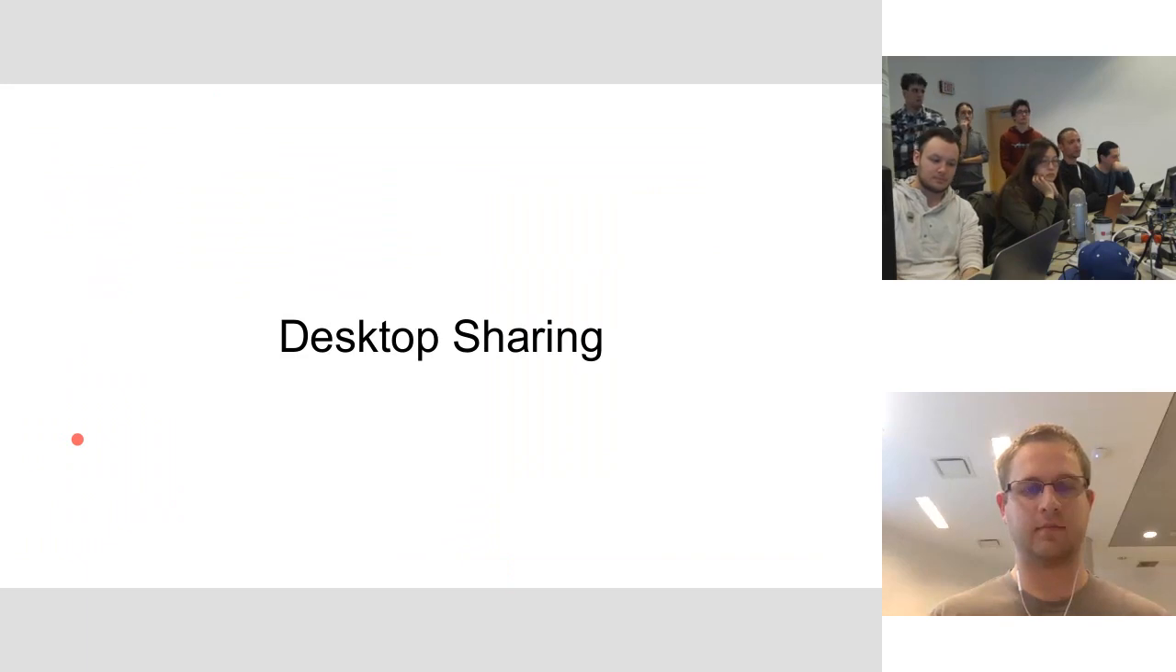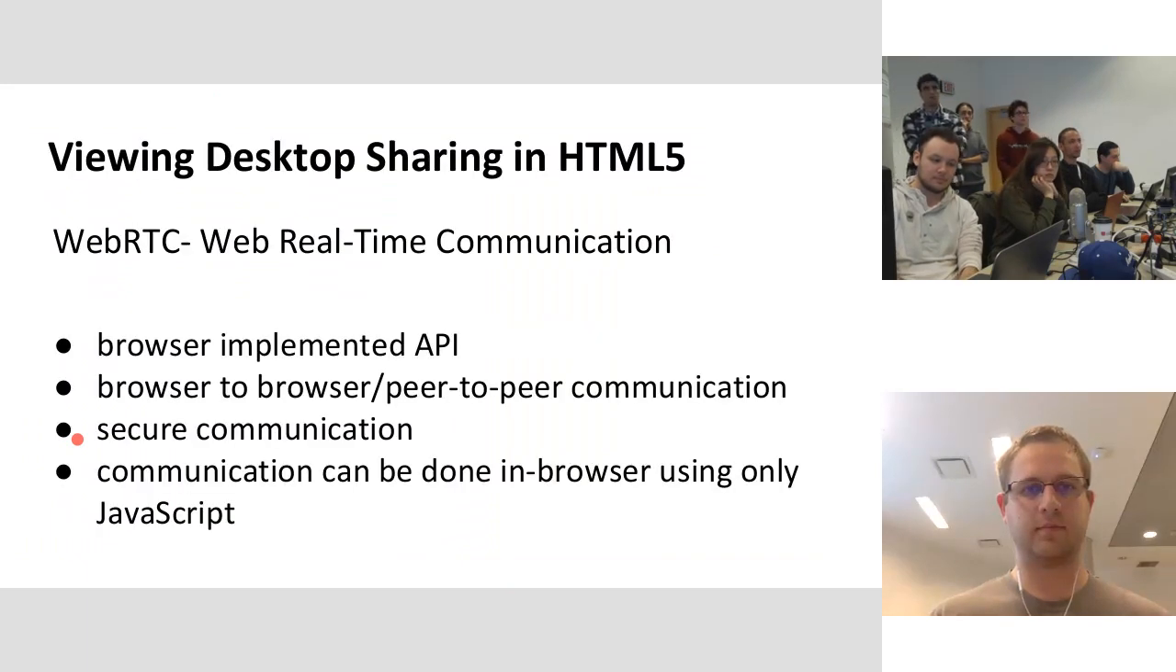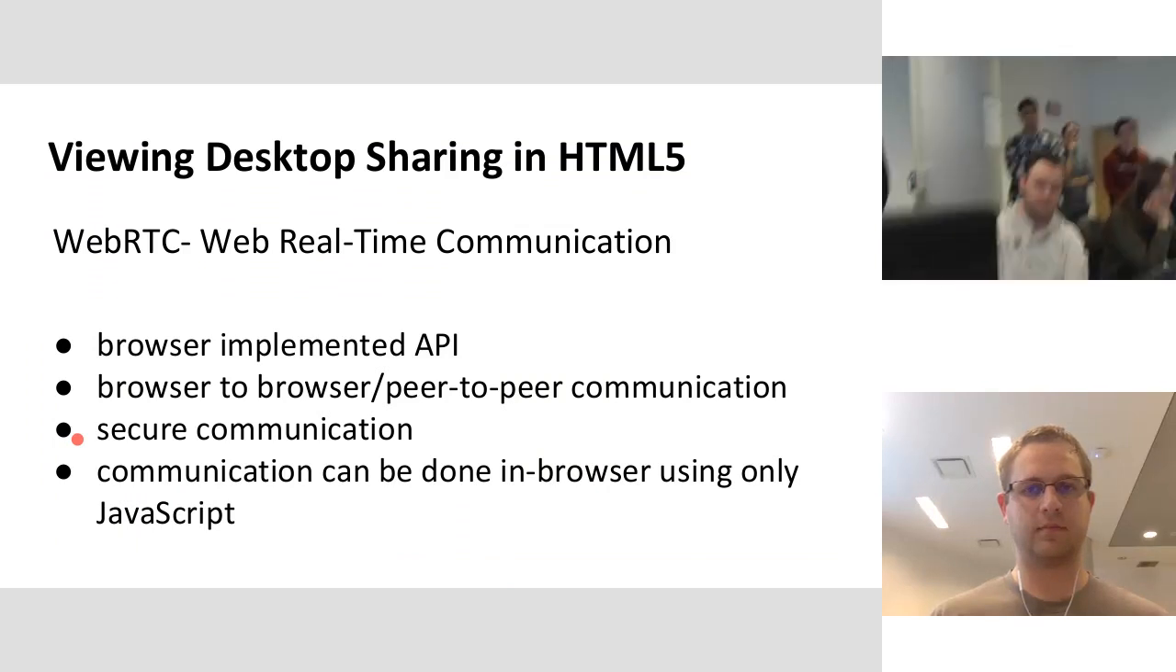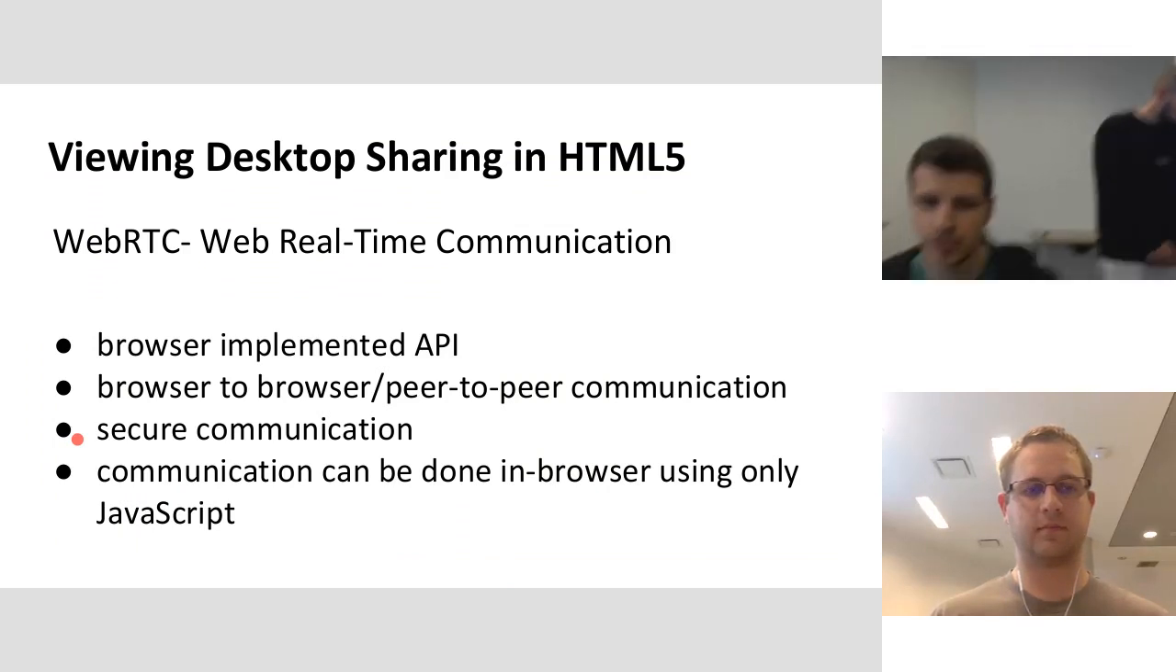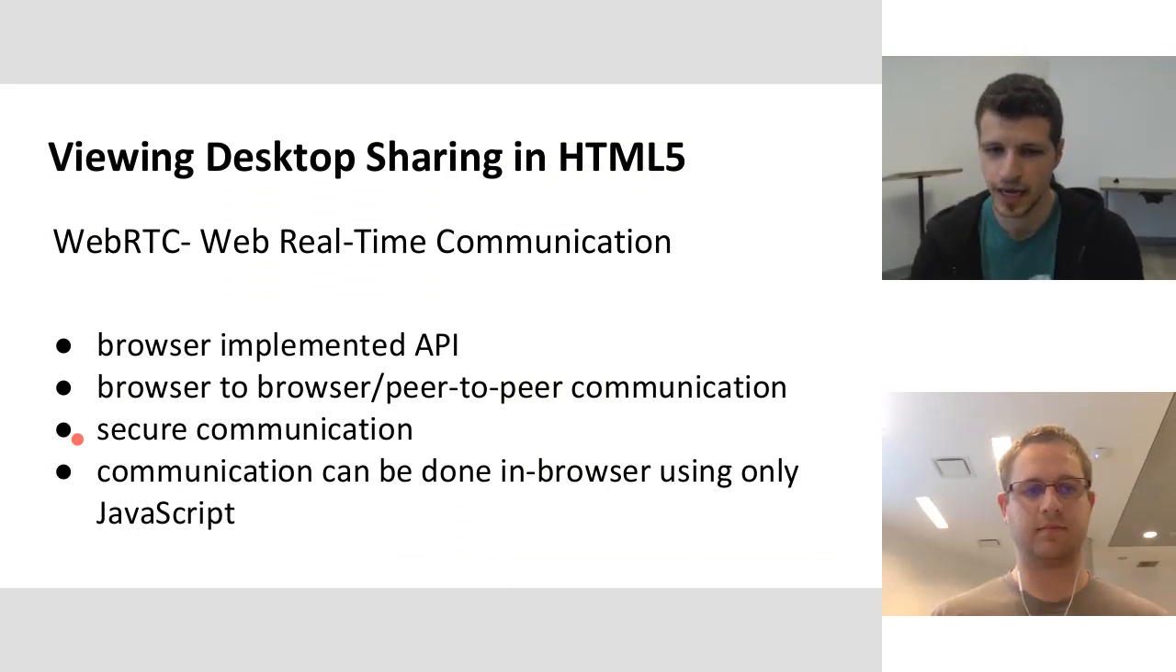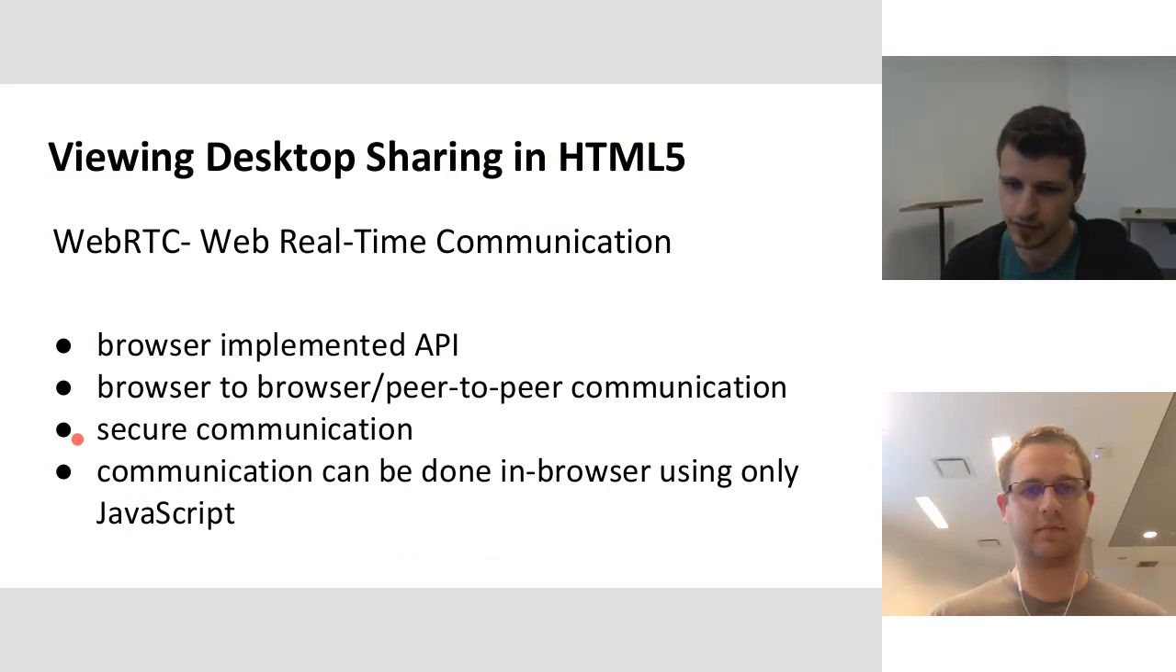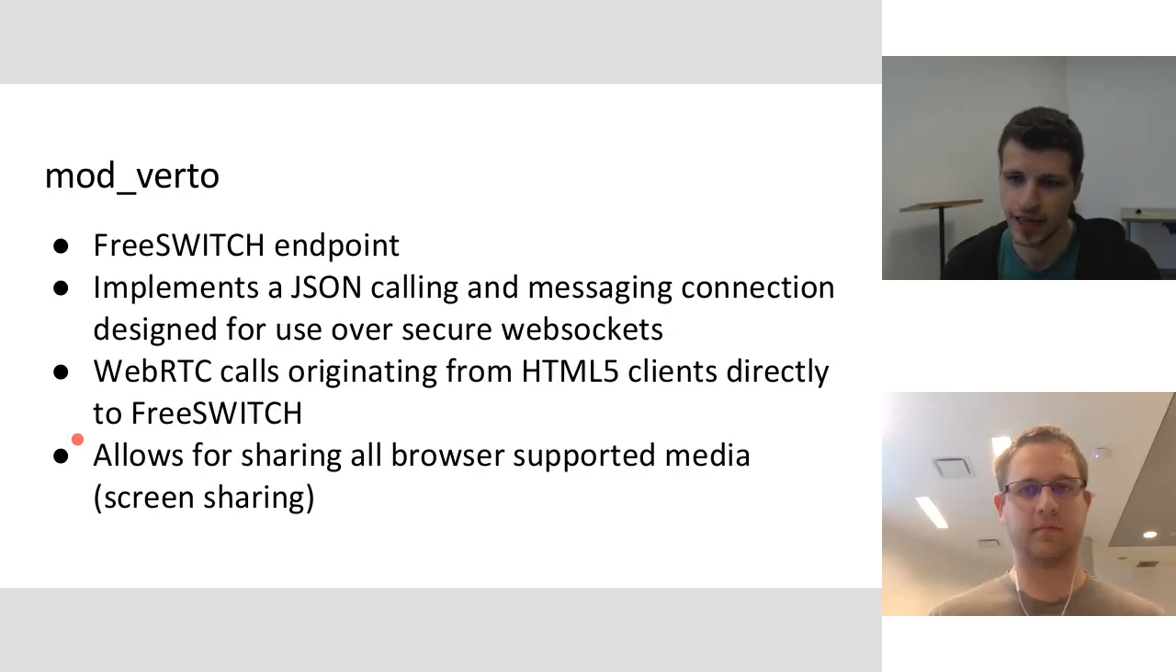So desktop sharing in the HTML5 client. Viewing desktop sharing in the HTML5 client will be using WebRTC, real-time communication. It's a browser-implemented API, browser-to-browser peer-to-peer communication. It's secure communication. Communication can be done in the browser using only JavaScript. And that browser will be connecting to a FreeSwitch endpoint called mod_verto. It implements a JSON calling and messaging connection designed for use over secure WebSockets.